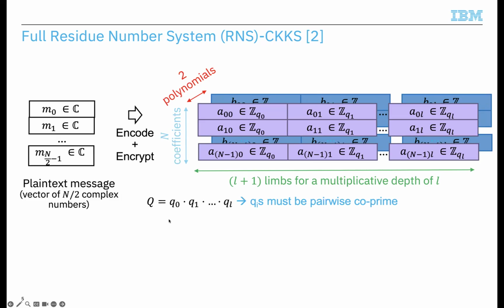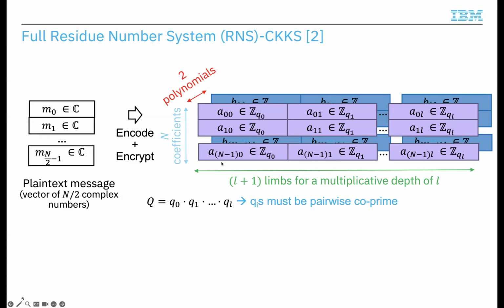So how RNS works in CKKS is basically you decompose Q into a product of coprimes. And for each coprime, you have a corresponding component of the original value. So for example, A00, A01, A0L, and so on represent the RNS decomposition of the original coefficient. Now you can view this as a kind of 3D tensor.